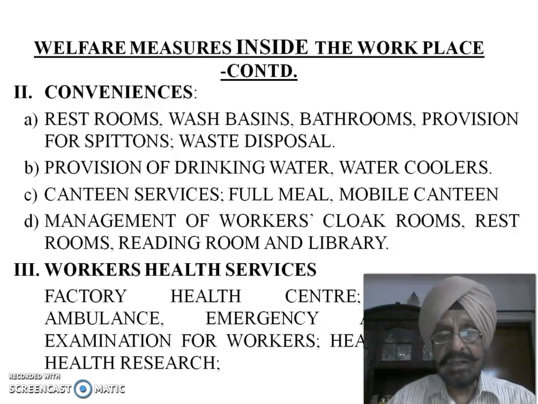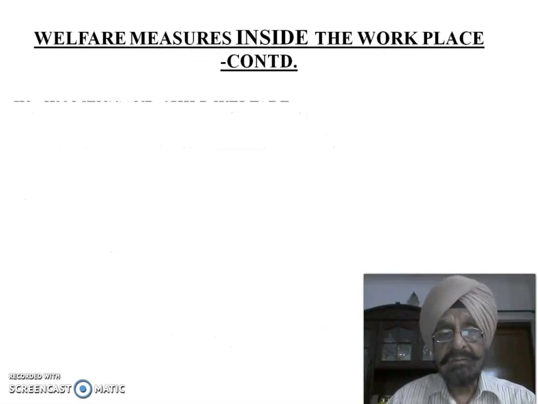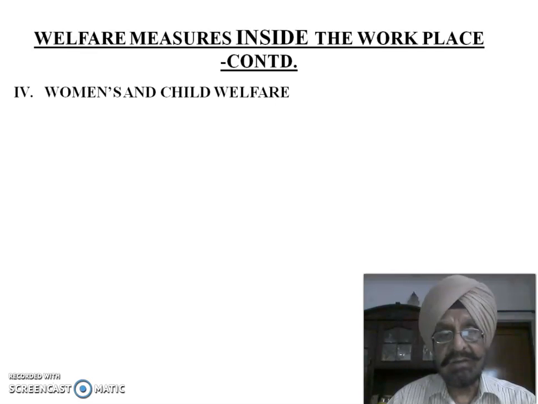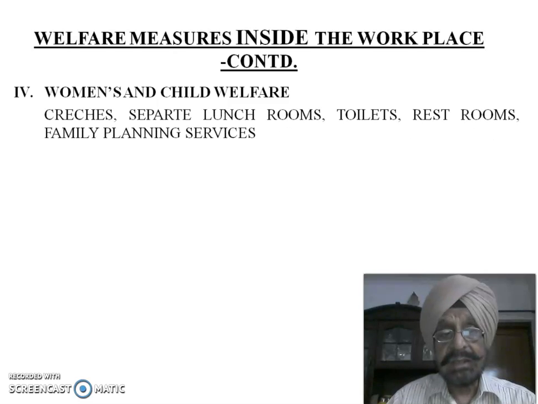This we have done in the previous lesson also. It was just repetition. Now we will continue further after seeing the conditions, conveniences and workers' health services. The next part is the welfare measures, women's and child welfare inside the organization. These include crèches, separate lunch rooms, toilets, restrooms, family planning services for women and child welfare.